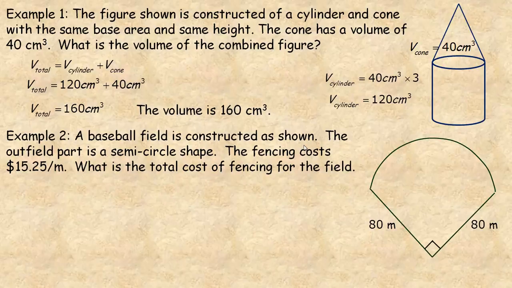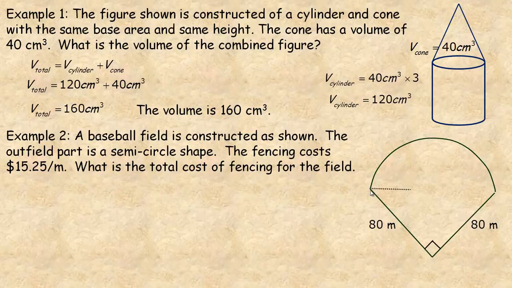Example number 2. We've got this baseball field constructed as shown. The outfield part is a semicircle, so this is actually half of a circle exactly right here. And we're told the fencing costs $15.25 per meter. You're asked to find the total cost of fencing for the field. This would be a pretty normal task on the EQAO, probably not a multiple choice question, because it's something you have to show some work for.